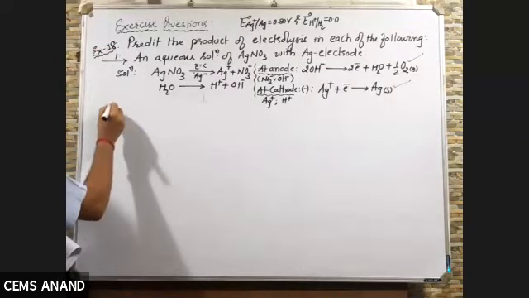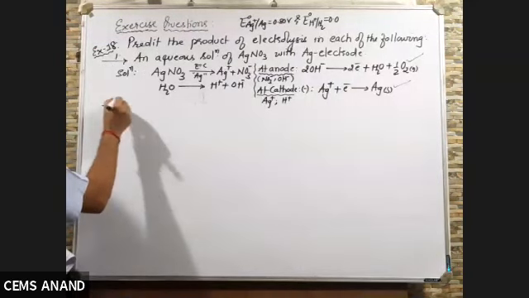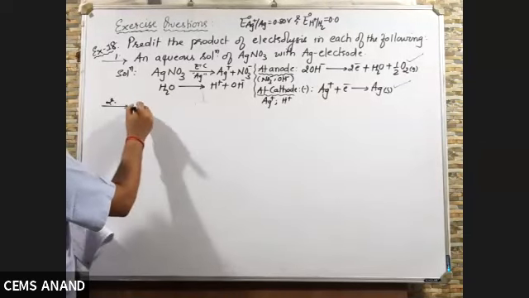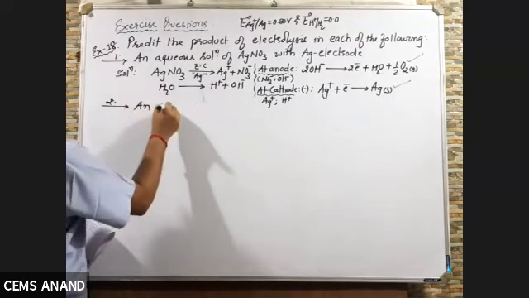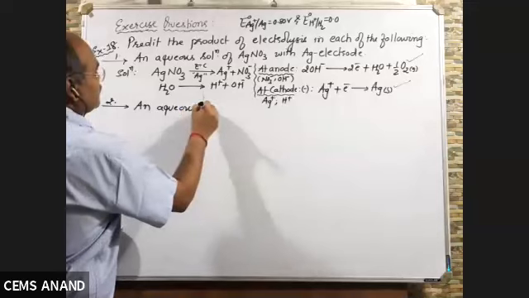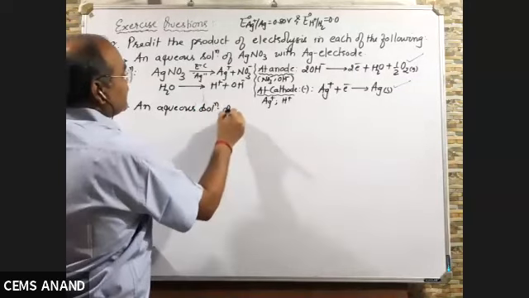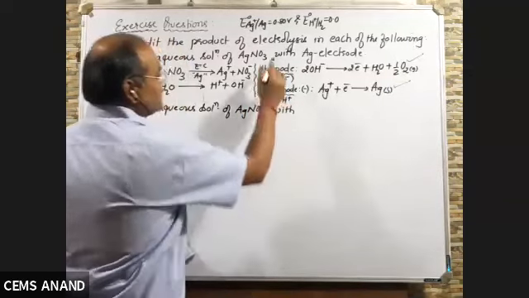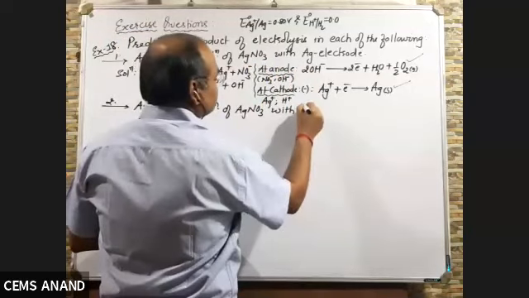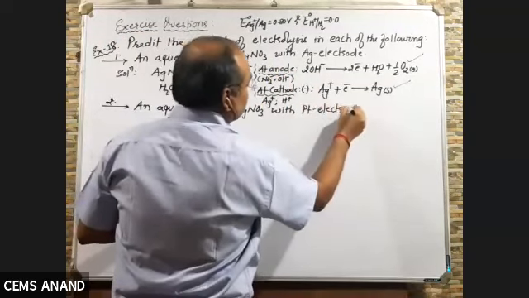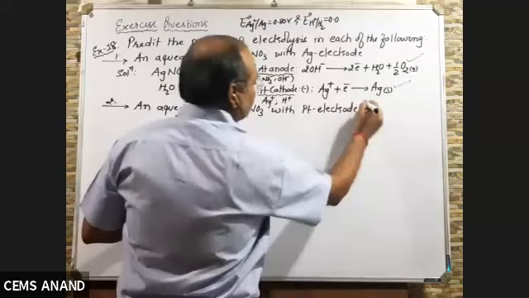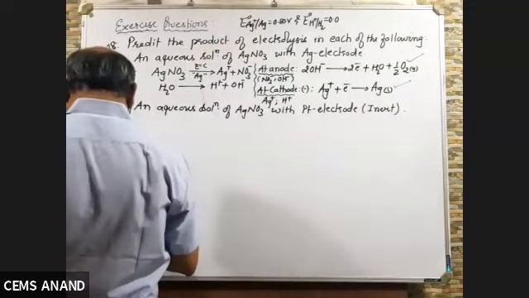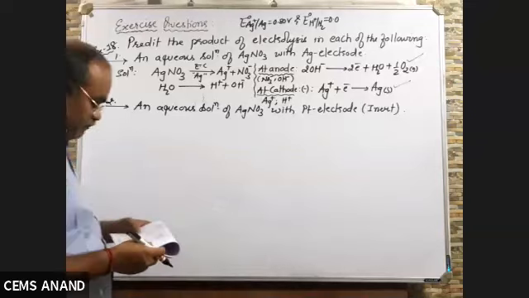Second is electrolysis of aqueous solution of AgNO3 with, see this time same question is there, but this time it is platinum electrode. Platinum is inert electrode, you know, right? If it is inert electrode, then what will be the reaction? Same answer will be there.